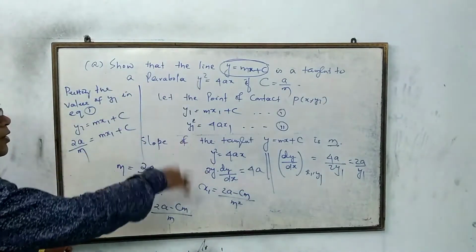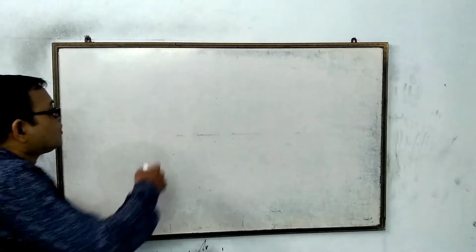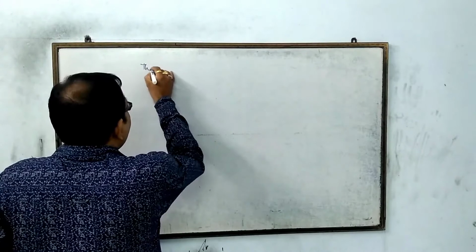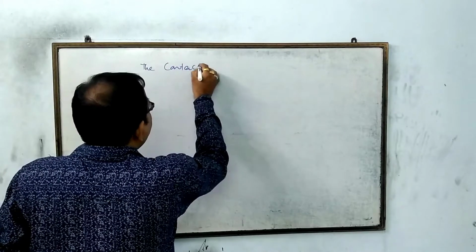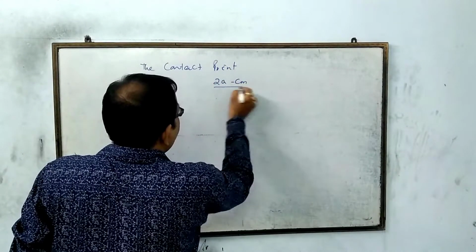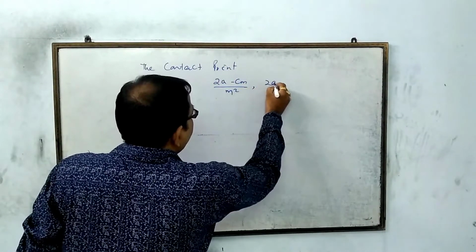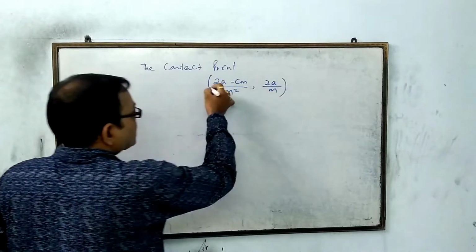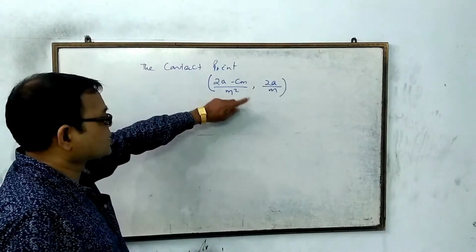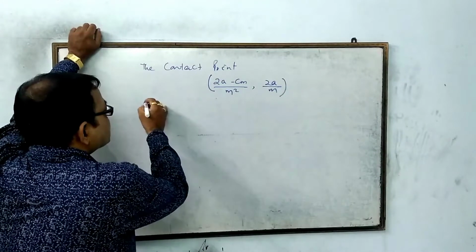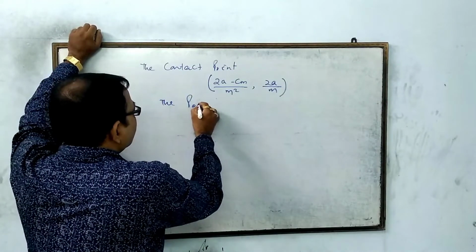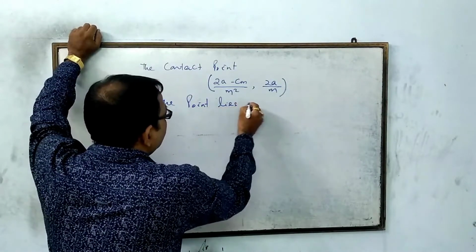Please note it down. Since the contact point is x1, y1, the contact point is x1 equal to 2a minus cm by m square, and y1 is 2a by m. We have got x1 and y1, so the contact point is this one. But this contact point lies on the curve.